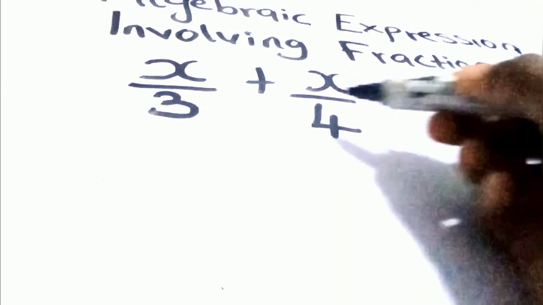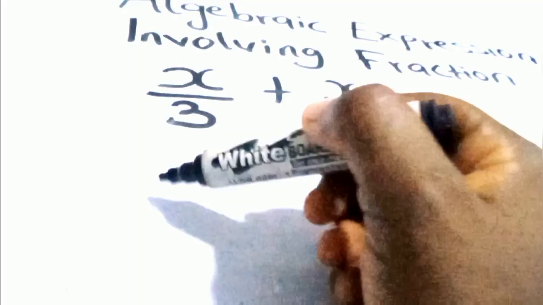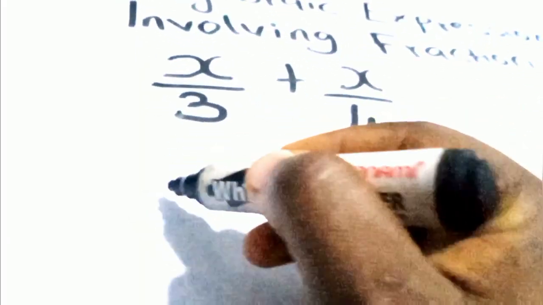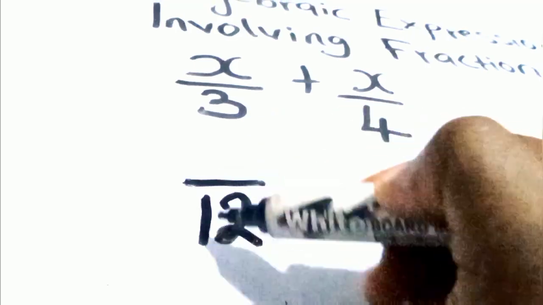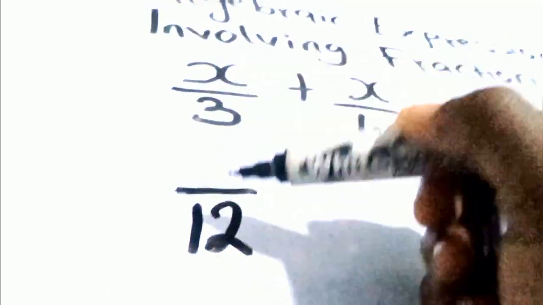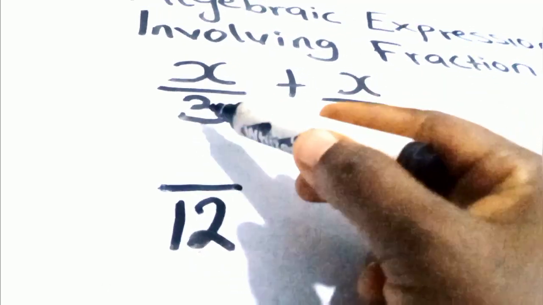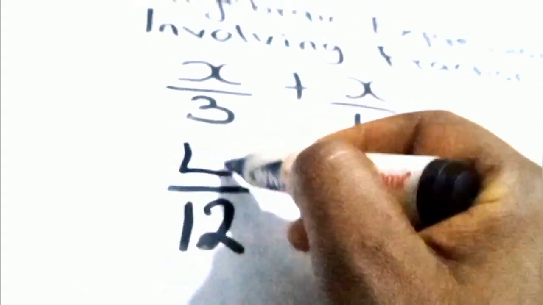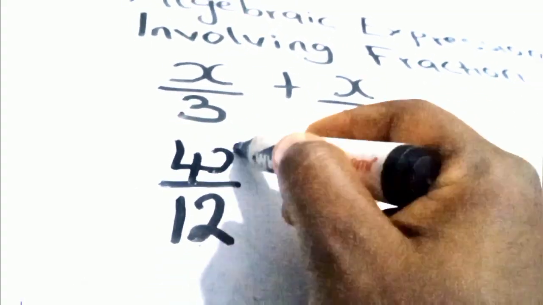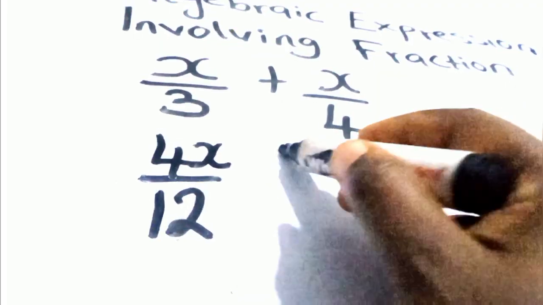Their LCM is 12, so you convert x over 3 to a common denominator using 12. So I'm going to change this to 12. So our 3 changes to 12. So what will be x? We'll say 12 divided by 3, that will be 4. 4 times x, that will be 4x. So our numerator becomes 4x instead of only x.